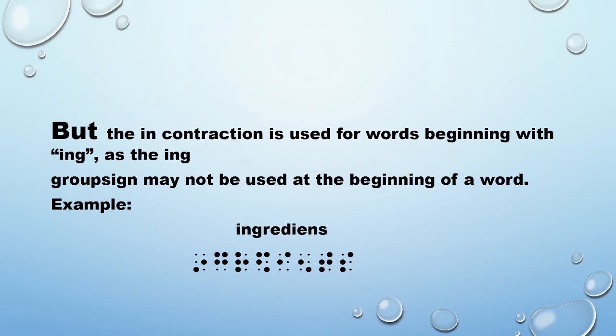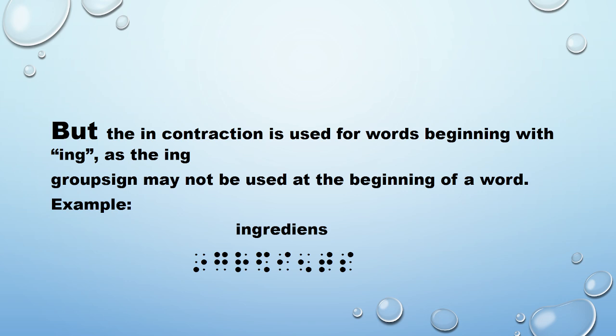So instead of using IN, we will use the contraction for ING. Next, here's another rule, and this is the exception that I mentioned earlier. The contraction for IN is used for words that begin with the letters ing, simply because the contraction for ing cannot be used. That's a rule. The ing contraction cannot be used at the beginning of a word.